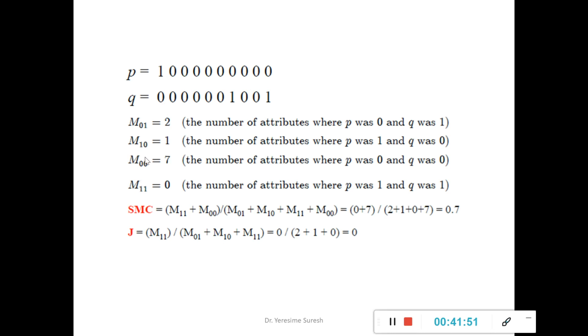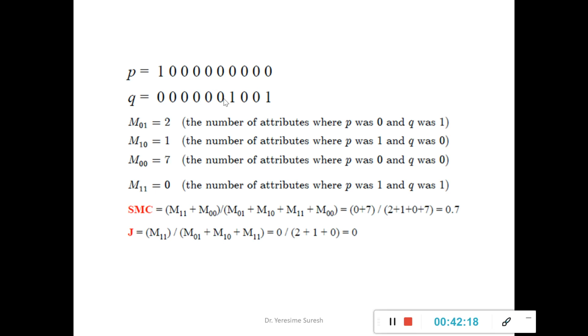Now, what does M00 indicate? It indicates a matching wherein the data object value for P is 0 as well as for Q is 0. I repeat, M00 is the value of P is also 0, Q is also 0. P is 0, Q is 0, yes, one instance. Second instance. Third instance. Fourth instance.